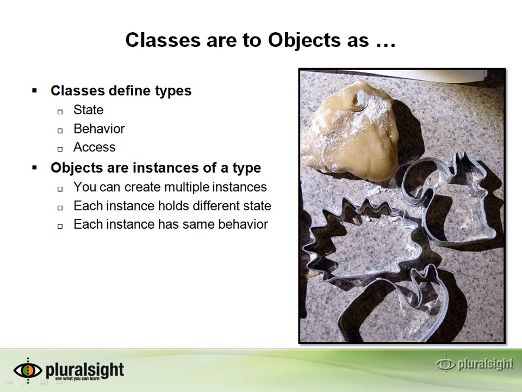And each object that you create can hold different pieces of state. So let's say I have an employee class with a name field. If I create 3 instances of that employee class, each instance can hold a different value for the name field. But each instance is going to have the same behavior. If I define any methods on that employee class, all the objects will respond to the invocation of that method in the same way.